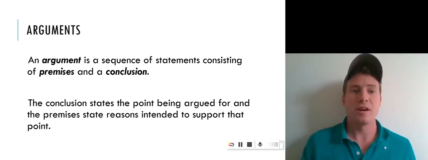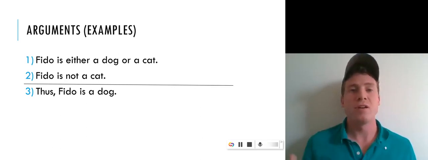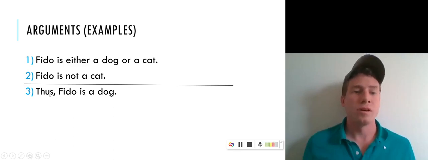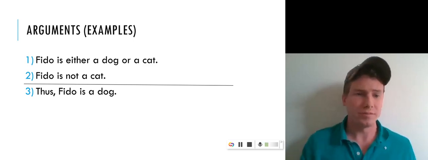So let's look at an example. Here's an example of an argument for the conclusion that Fido is a dog. Someone might give a series of statements like this. Fido is either a dog or a cat. Fido is not a cat. Thus, Fido is a dog. We often see terms like thus, or therefore, or so, used to indicate the presence of the argument's conclusion.